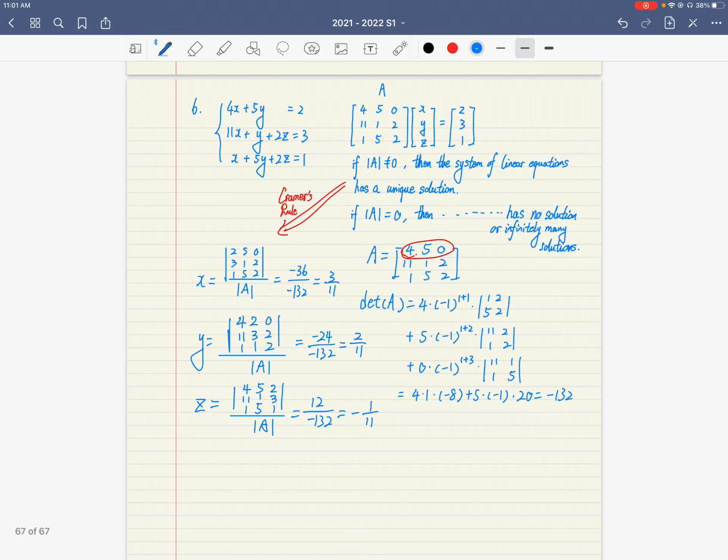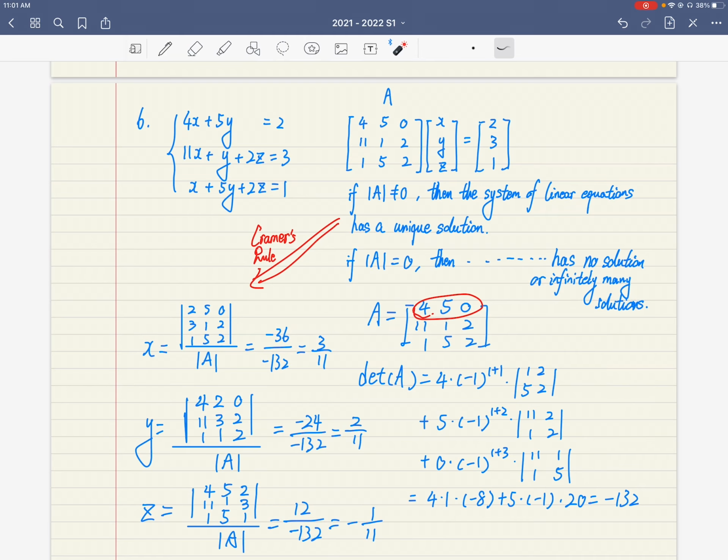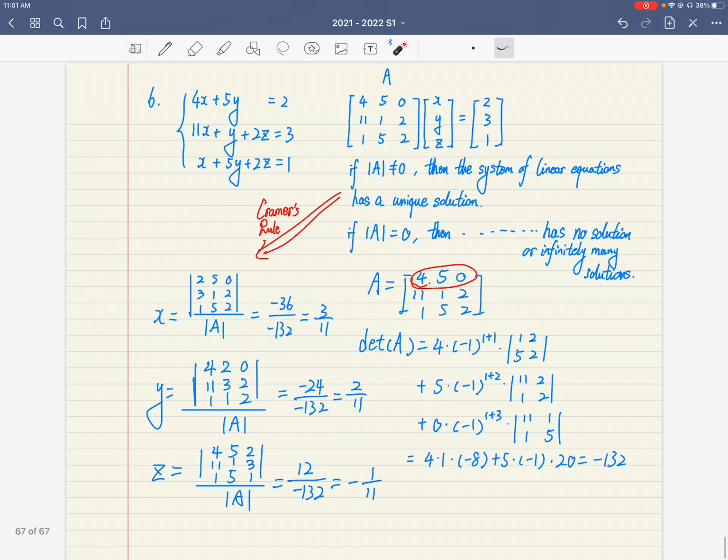So these are the solutions. For Cramer's rule, we use it to solve the system of linear equations. And if the coefficient matrix determinant is non-zero, it has a unique solution. We just use Cramer's rule to get the solution. That is question 6.